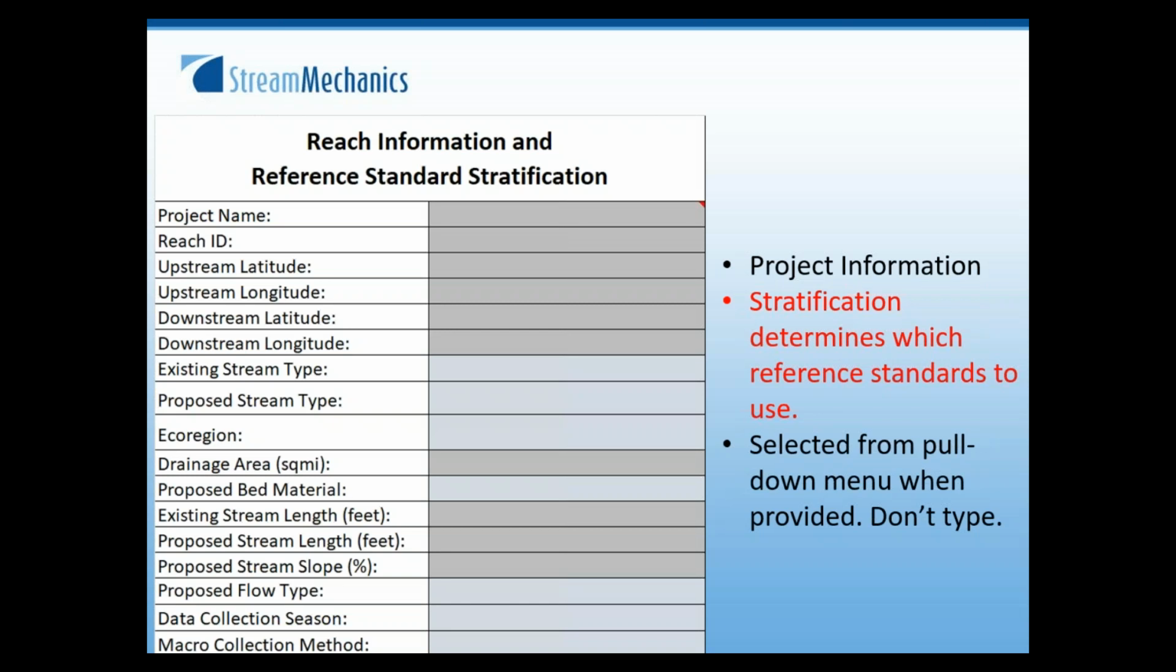Drainage area is a way to stratify. Bed material, proposed flow type, perennial, intermittent, ephemeral. These are all stratifiers, and it's best to just fill out this entire table, because when you're entering data into the existing or proposed condition and the tool returns a false, it typically means that the user did not complete this reach information and reference standard stratification. So I recommend you just fill out the complete table whether you need it or not, and that way you know you're covered.